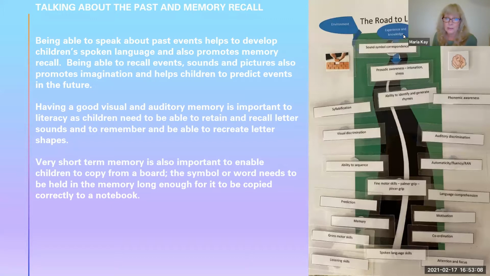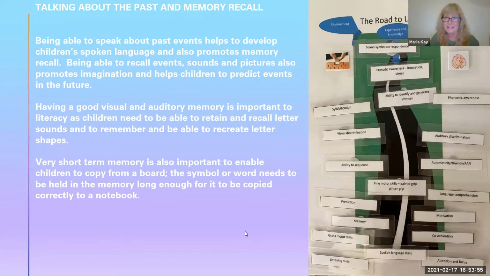Having a good visual and auditory memory is important to literacy, as children need to be able to retain and recall letter sounds and to remember and be able to recreate letter shapes. Very short-term memory is also important to enable children to copy from a board. Some children have difficulty with this, so they look at the board, try to remember what they've seen, but when they copy it down, it's not the same. How come? The symbol or word needs to be held in the memory. It's almost like a photographic memory, to be able to look at something and hold that image long enough to be able to recreate it and copy it down.